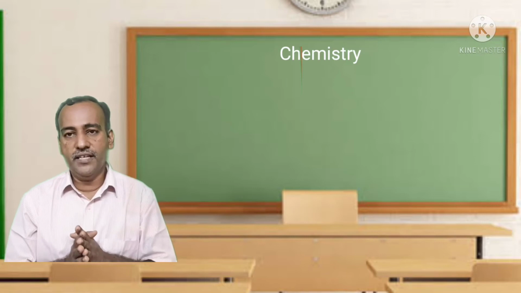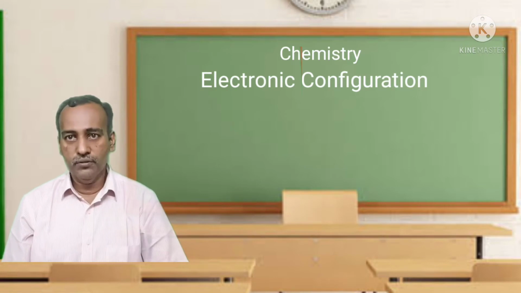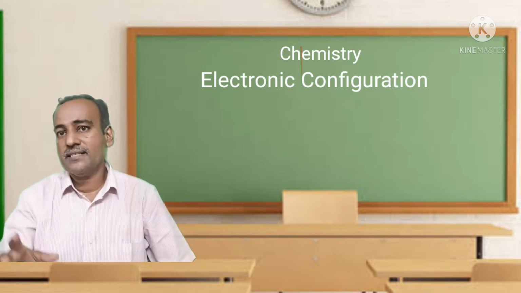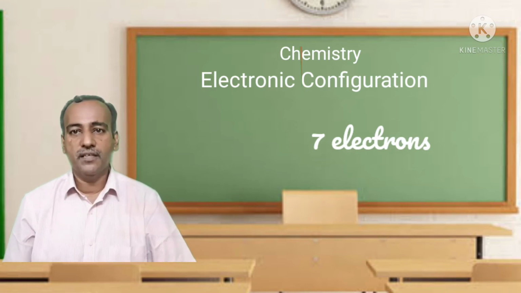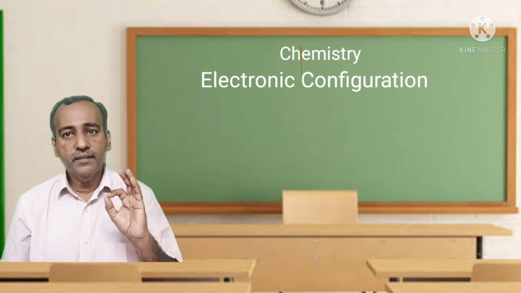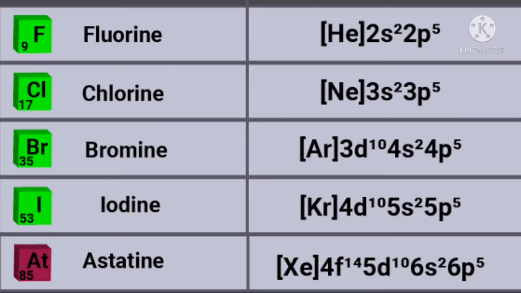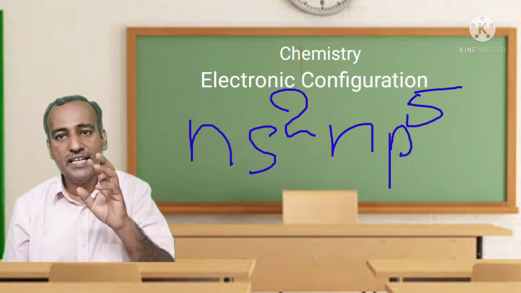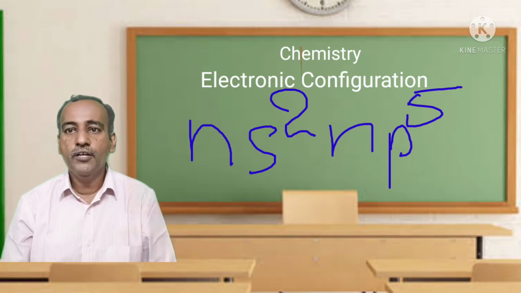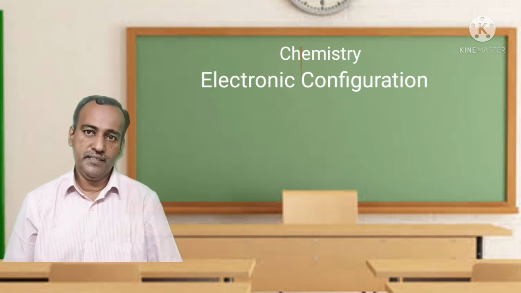Now we have to study about the electronic configuration of group 17. As you all know, group 17 elements have 7 electrons in their outermost orbital. That means the general outermost electronic configuration of these elements is ns2np5. That's all about the electronic configuration.